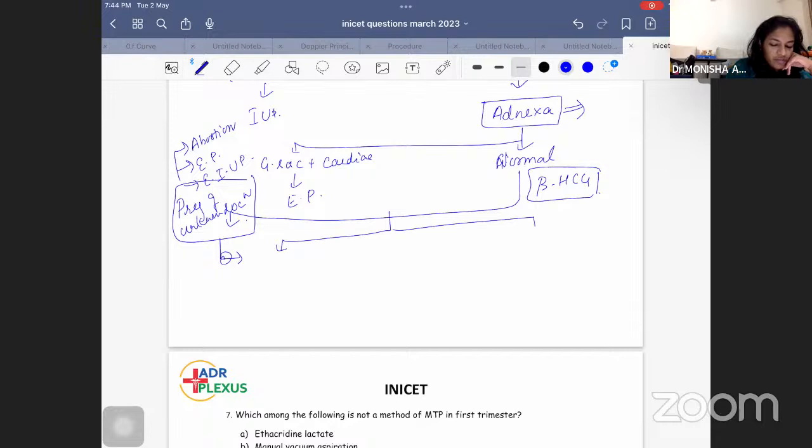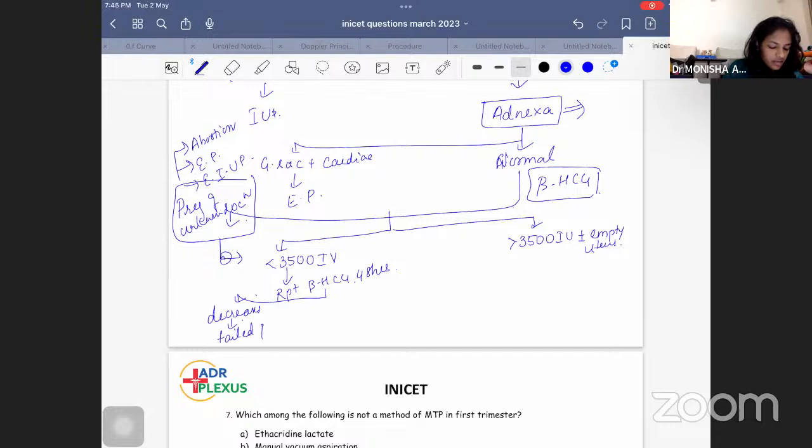Remember, you're doing a beta HCG. If the beta HCG is less than 3,500 international units, you will repeat beta HCG till you get a critical titer. If the patient is showing more than 3,500 international units, and still it is an empty uterus, what else will you do? You will repeat beta HCG after 48 hours. If the beta HCG after 48 hours decreases, then it's a failing pregnancy, also called abortion, or she is aborting. Or if it is doubling, it is your normal intrauterine pregnancy. If it plateaus, it points towards your ectopic pregnancy.